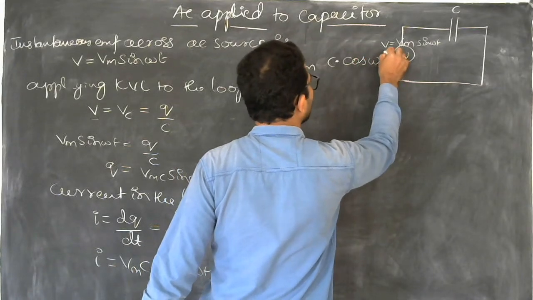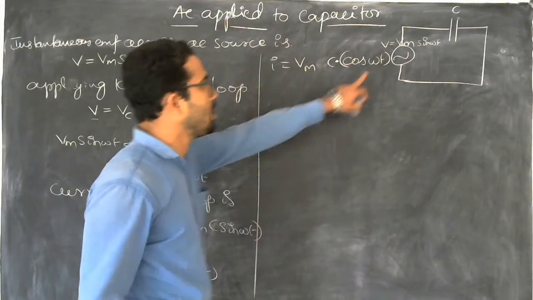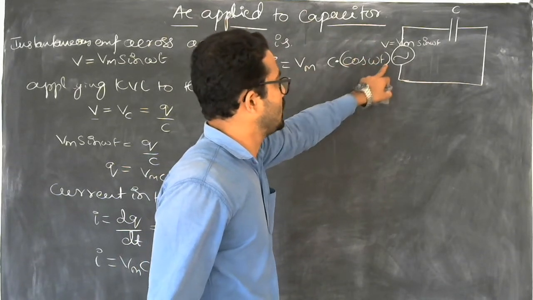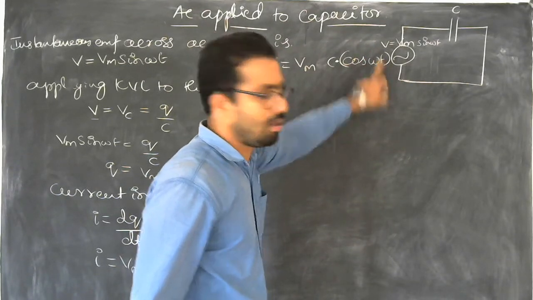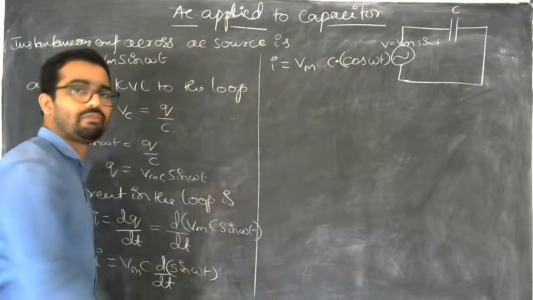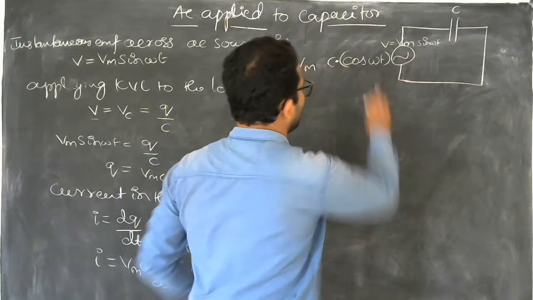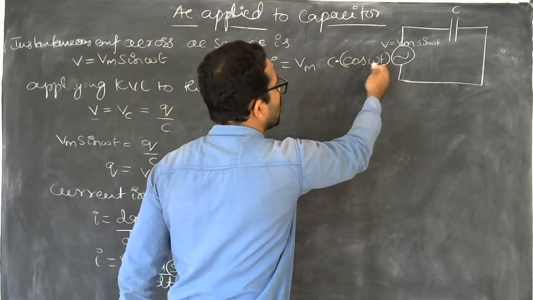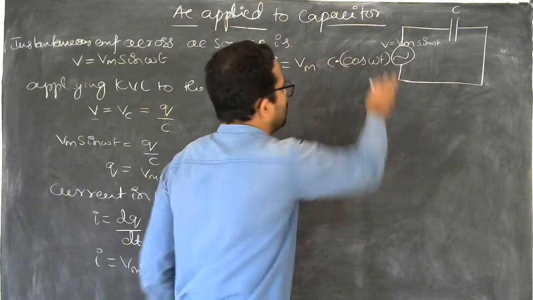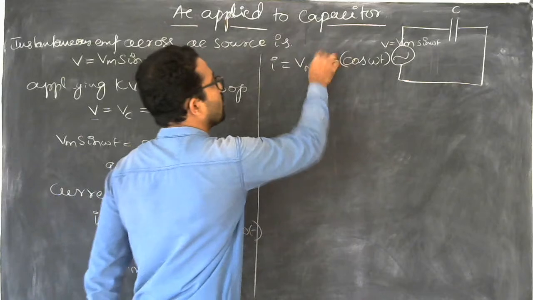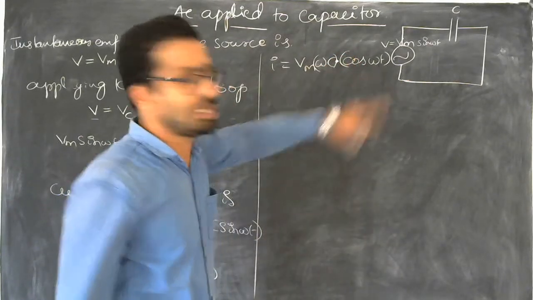cos omega t. Then we should differentiate the omega t, because the term is dependent on time and we are differentiating with respect to time. That is why we should again differentiate omega t. If you differentiate omega t, d by dt of omega t, omega is a constant, dt dt cancels. So we are left with the omega. So omega into C into cos omega t.